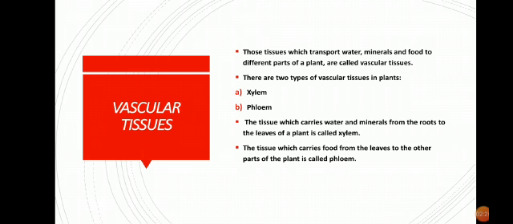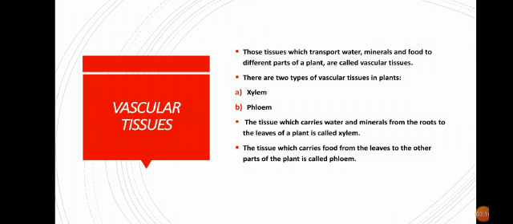Next is the phloem. What is phloem? The tissue which carries food from the leaves to the other parts of the plant is called phloem, right? In the leaves, food is being prepared. That is, glucose is prepared as a result of photosynthesis. Now this glucose has to be distributed from the leaf to all parts of the plant. This food is distributed to all parts of the plant by the vascular tissue known as phloem.